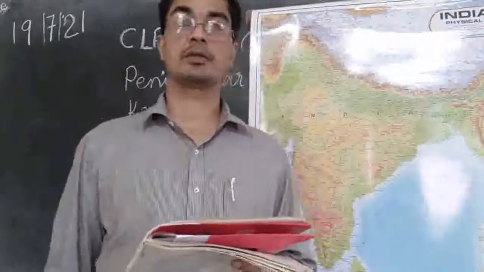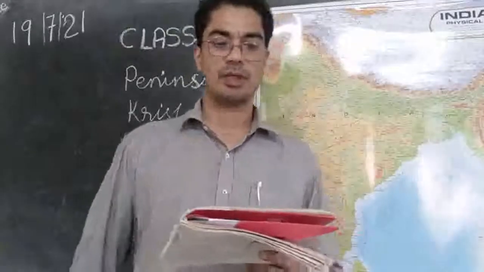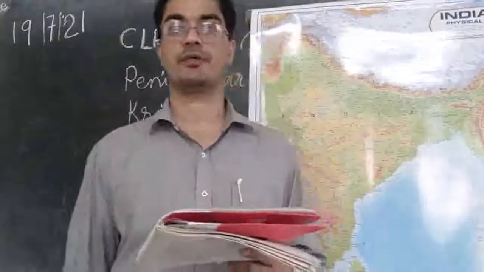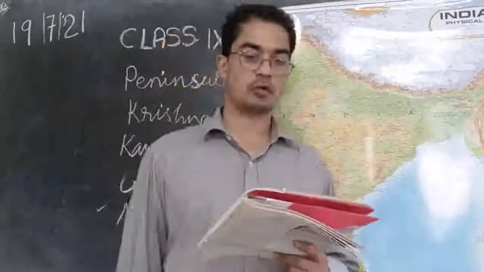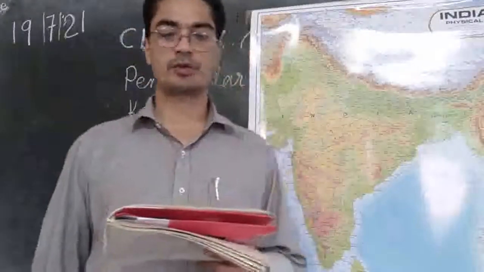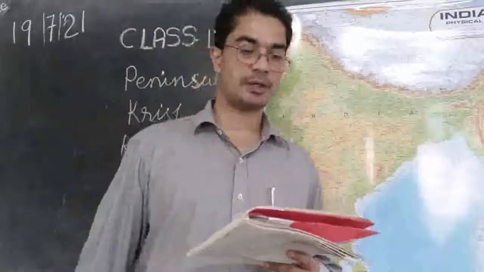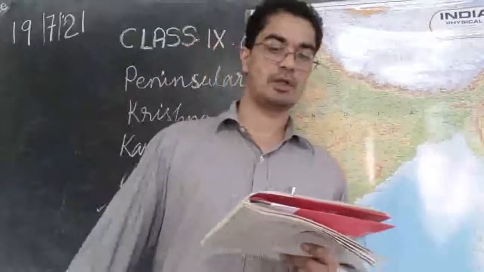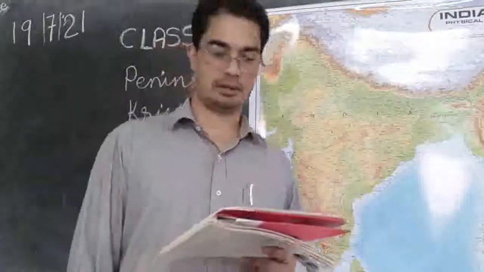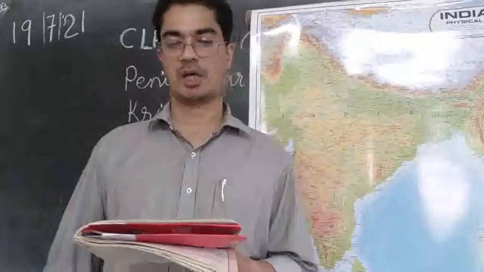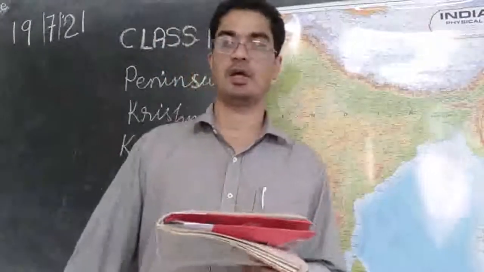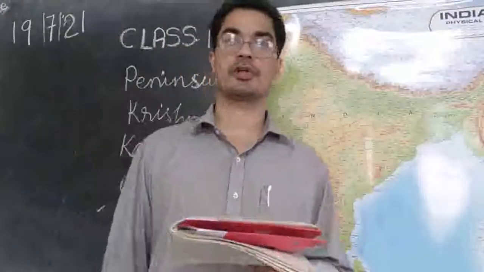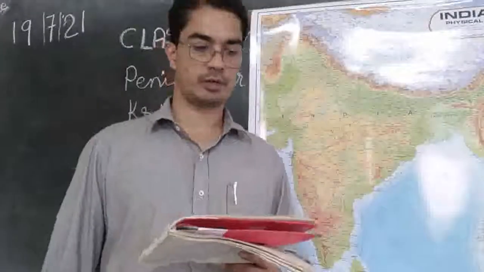And the total length of this river is about 760 kilometers. Its main tributaries are Amravati, Bhavani, Hemavati and Kabini. So easy to remember: Amravati, Bhavani, Hemavati and Kabini. These are the four tributaries of this Kaveri river.